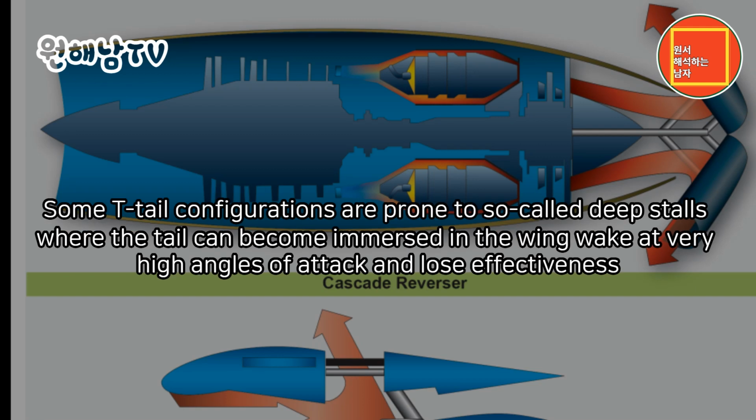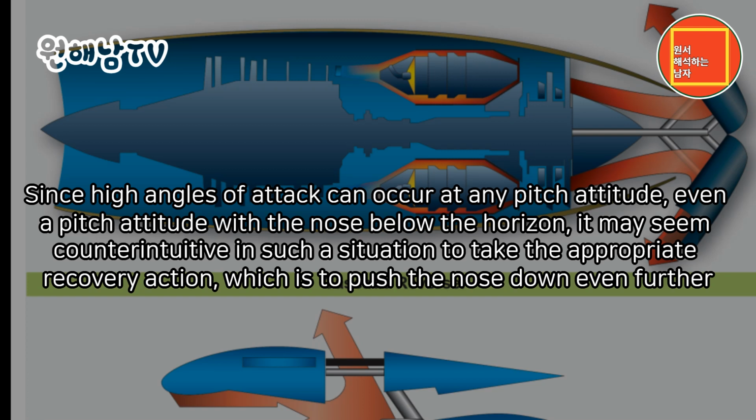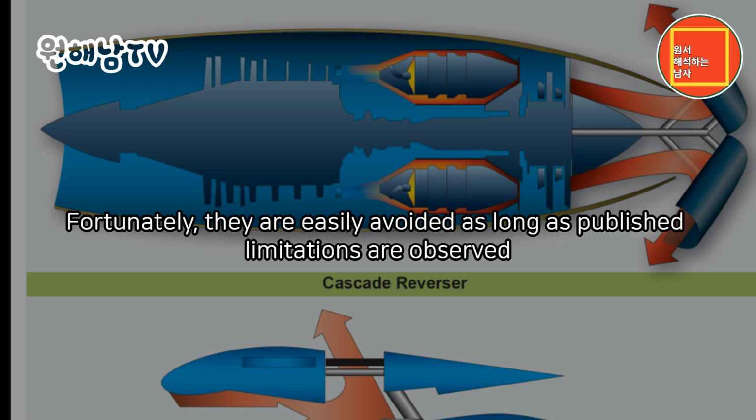Some T-tail configurations are prone to so-called deep stalls, where the tail can become immersed in the wing wake at very high angles of attack and lose effectiveness. Such a situation can be accompanied by a high rate of descent. Since high angles of attack can occur at any pitch attitude, even a pitch attitude with the nose below the horizon, it may seem counterintuitive in such a situation to take the appropriate recovery action, which is to push the nose down even further. Deep stalls may be unrecoverable. Fortunately, they are easily avoided as long as published limitations are observed.